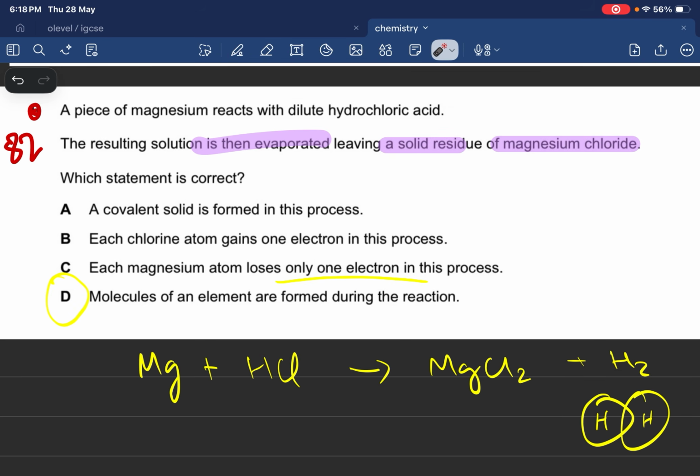Each magnesium atom loses only one electron in the process. No, 2 electrons. It's going from 0 to 2 positive. Each chlorine atom gains one electron in the process. No, chlorine is not gaining electrons. Chlorine is a -1 oxidation state here, -1 oxidation state here. Nothing is happening.